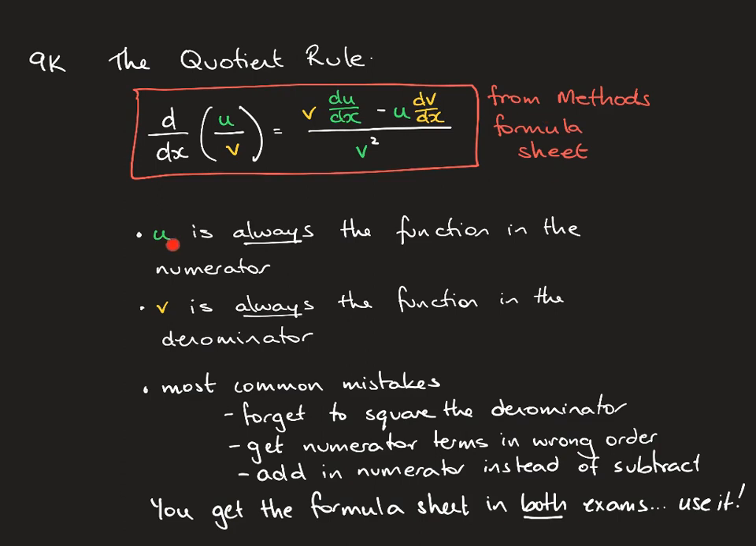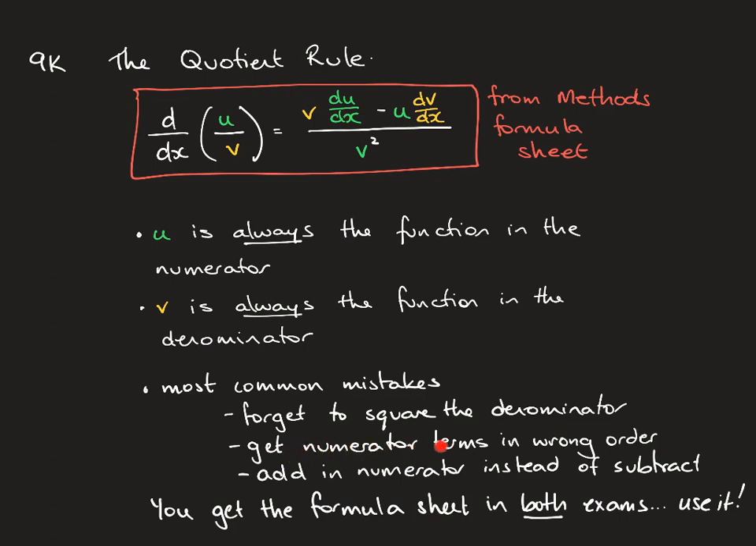Now, things you need to know. U is always the function in the numerator. U is always the function at the top, and V is always the function in the denominator. The most common mistake in using the quotient rule, which amazingly is to forget the square on the denominator. Now, like I said, this is on the formula sheet, okay? So make sure that you're getting the quotient rule correct, all right? Use the formula sheet if you're a little bit dodgy with it.